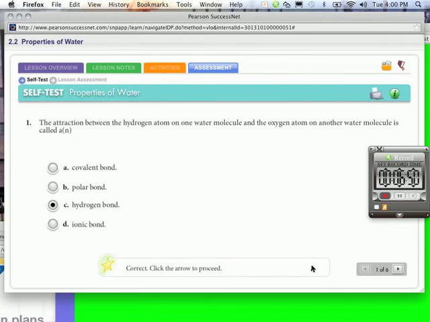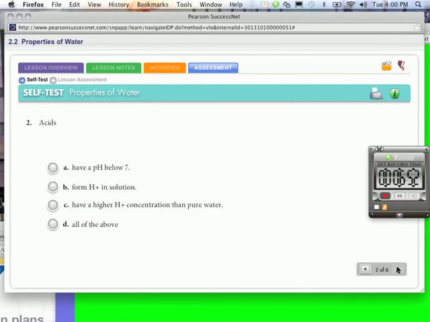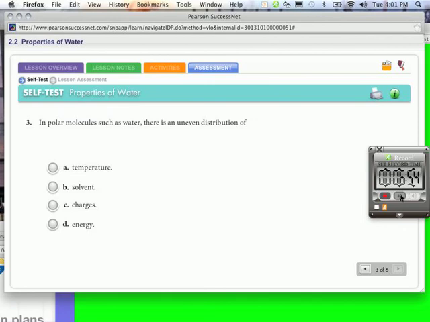Here's a question. In polar molecules such as water, there's an uneven distribution of temperature, solvent, charges, or energy. Let's try this. Solvent. Is that it? No, it's wrong again. Try energy. Nope, incorrect again. Temperature? Try temperature. Click the arrow to proceed.